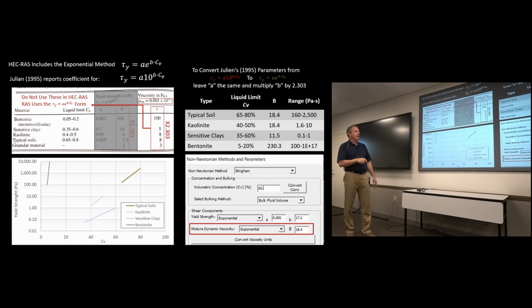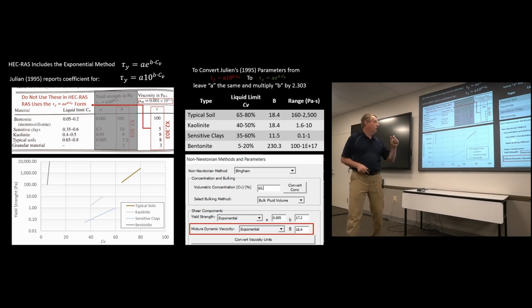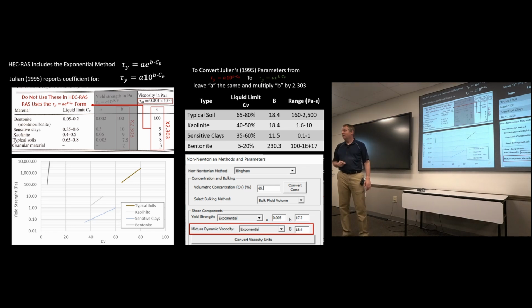And so same thing. If you want to use Julian's parameters, Julian's equation is 10 to the, and so you have to multiply Julian's coefficients by 2.303. Hopefully, if you don't have Julian's textbook, you never have to think about that again. You just look at the RAS online documentation. What key do you press to get there? F1, you just press F1, and you get to this chart that I put in there Friday.